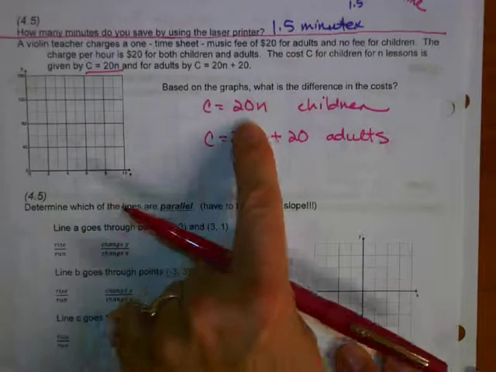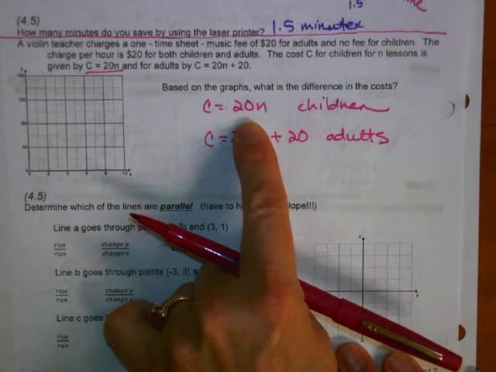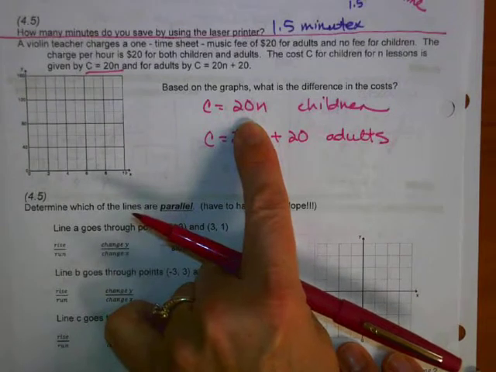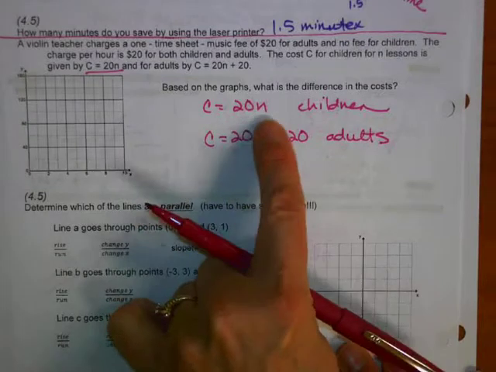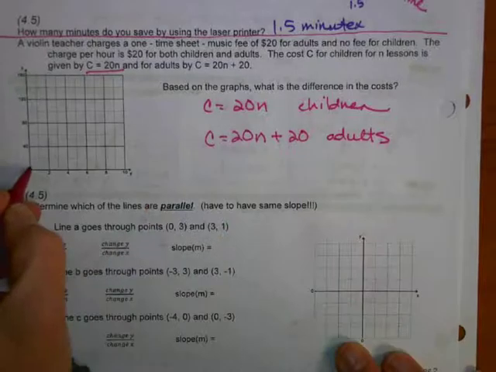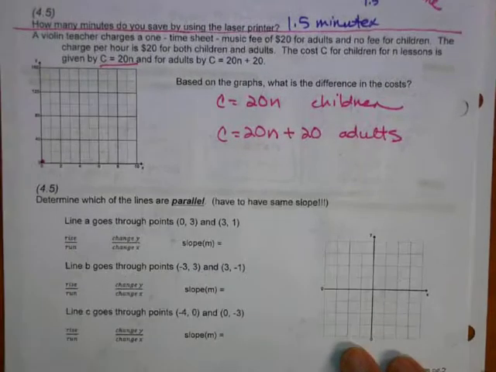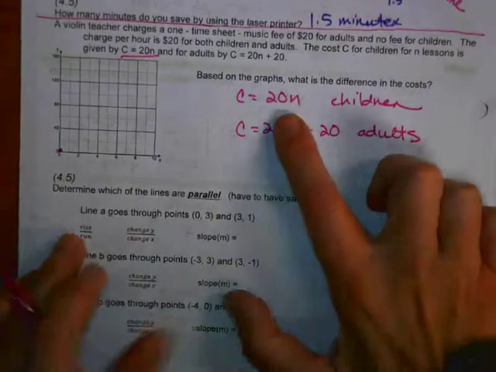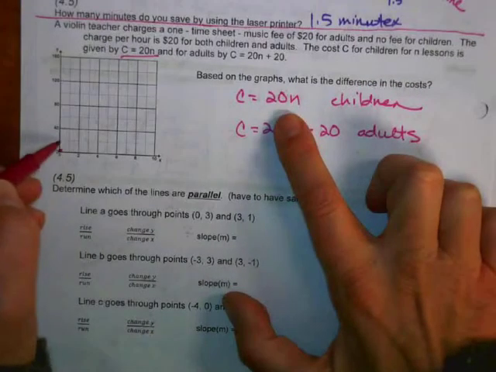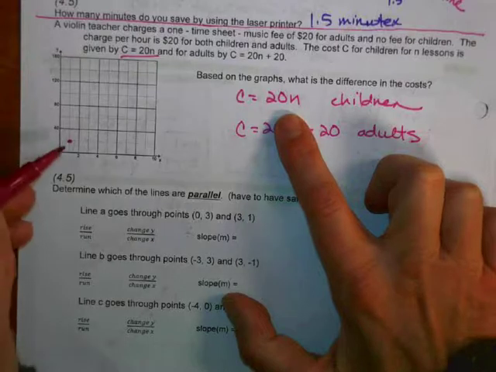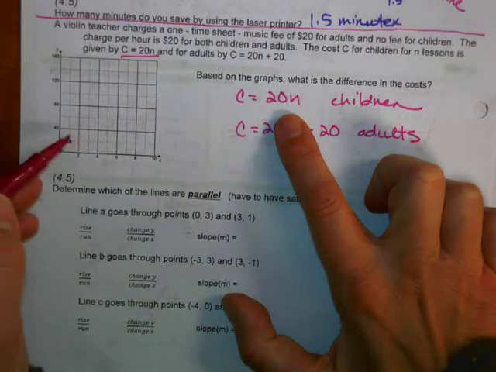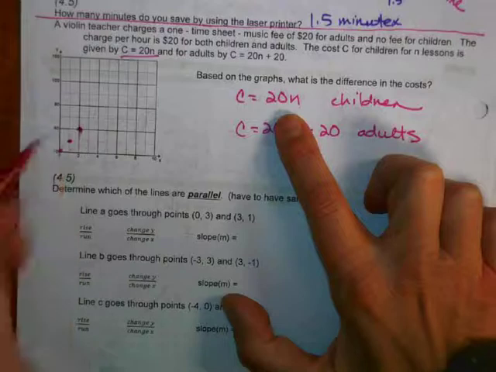What kind of equation is that? What did you do yesterday? Direct variation. Good job. Where does the graph go here? Starts at 0, 0, doesn't it? And it goes up 20 and over 1. Make sure you're doing it in the right spot. Up 20 over 1, up 20 over 1.